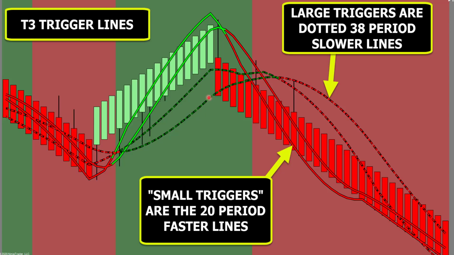So there's 2 trigger lines. They're both the same. One of them is a 20 period of the market, and one of them is a 38 period, so it's a little slower. We call them affectionately the small triggers and the large triggers. Pretty easy, right? Large triggers are a larger number. They're dotted. They have the black lines in them. The small triggers are the faster ones that move with the bars, and they're solid.